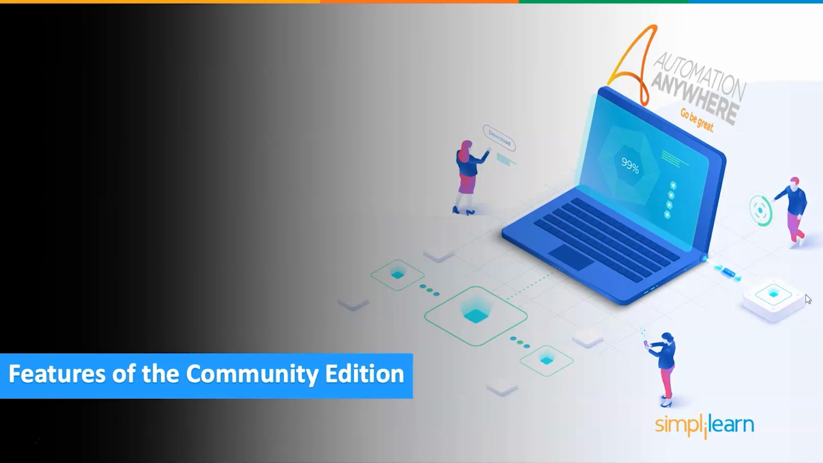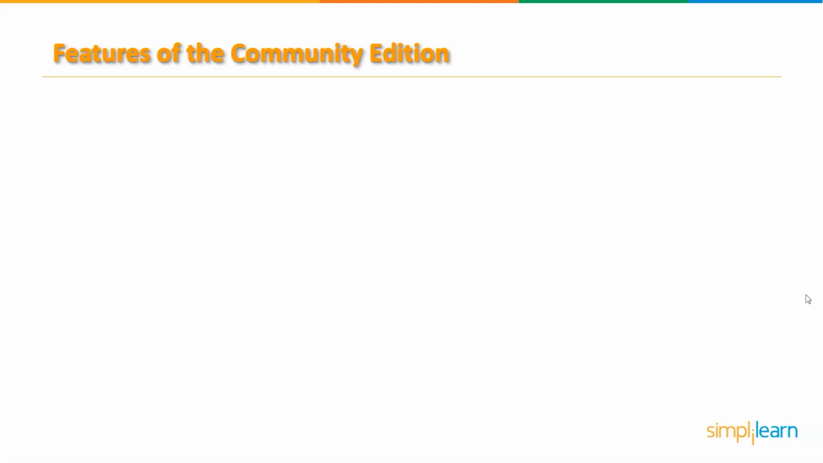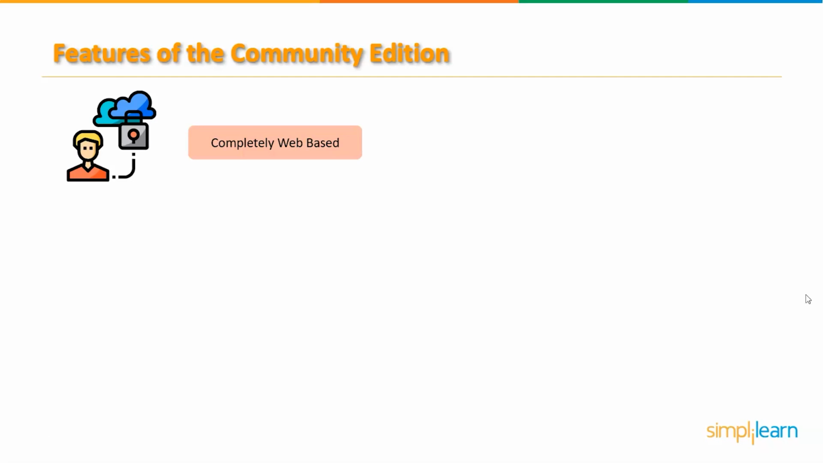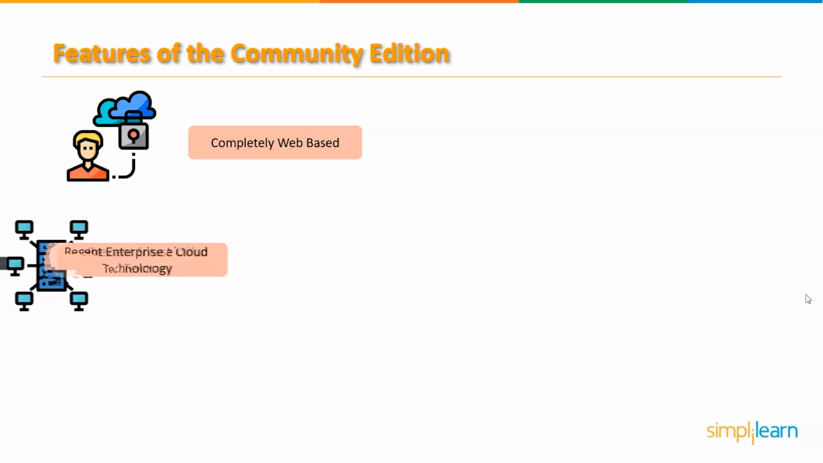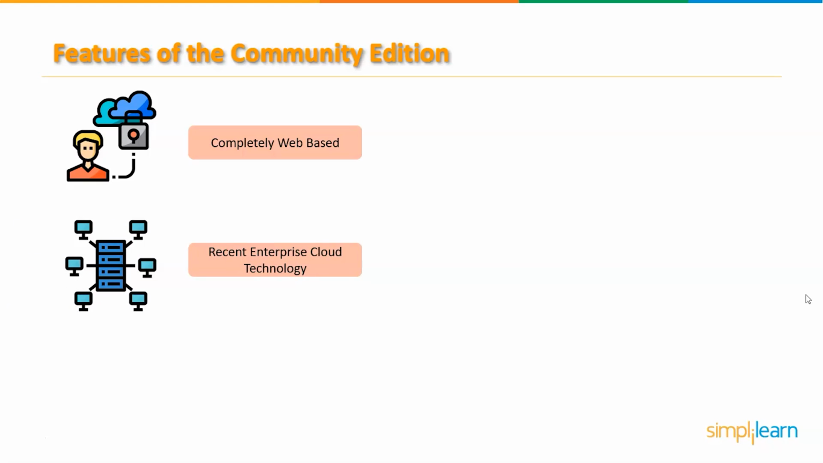Let's look at the features of the Community Edition. Students and developers can use the Automation 360 Cloud platform for free with the Community Edition. It is completely web-based. You can build an RPA bot in the cloud from any device thanks to a completely web-based experience that requires no download. Utilize the cloud to gain access to cutting-edge enterprise-class technology. The most recent enterprise-class technology. Community Edition will allow you to stay up to date with the latest version of our enterprise platform.